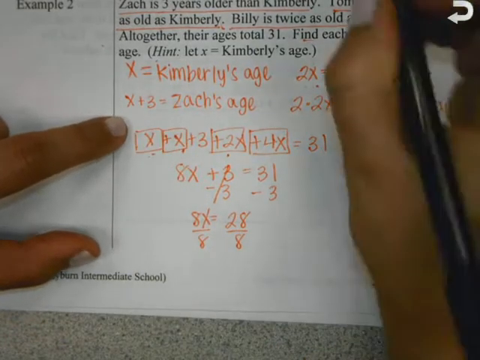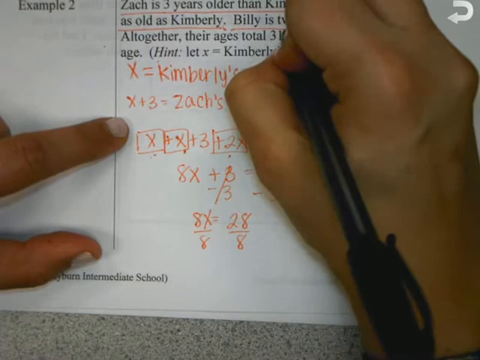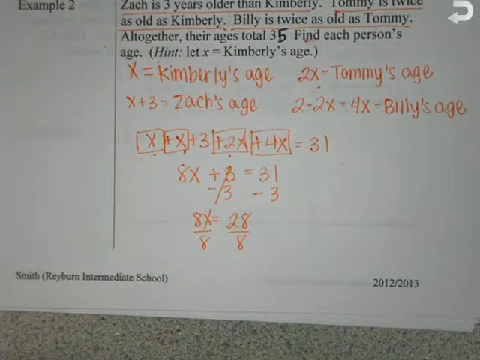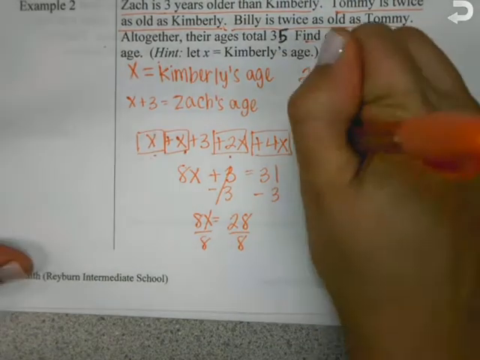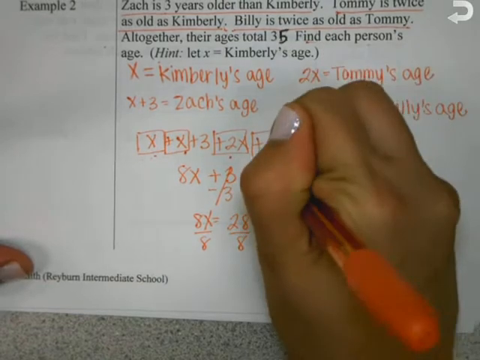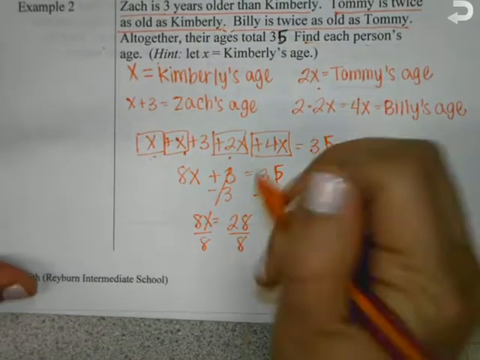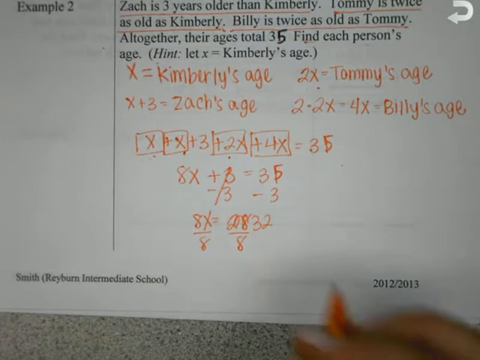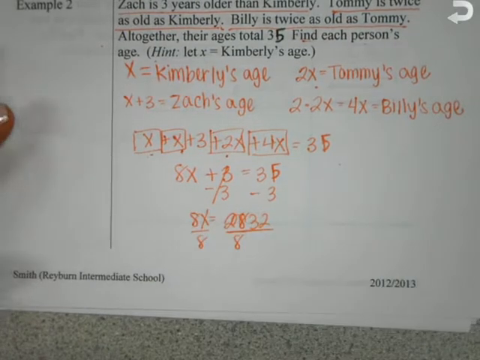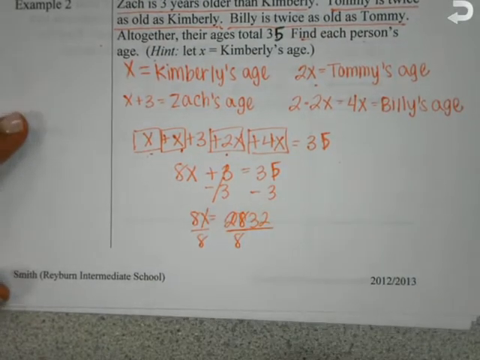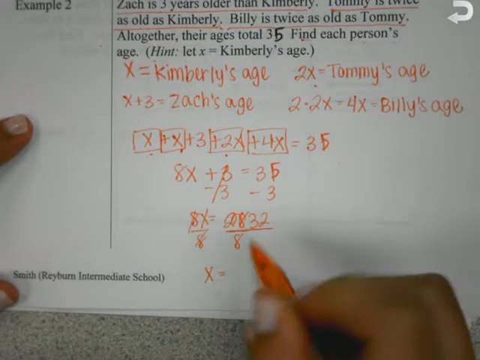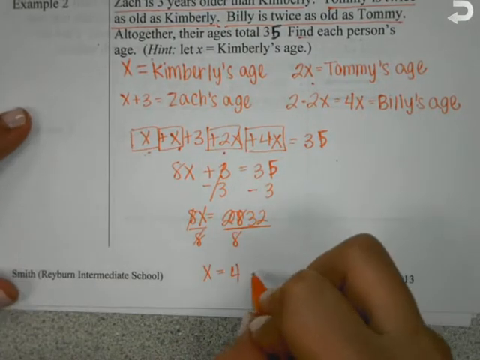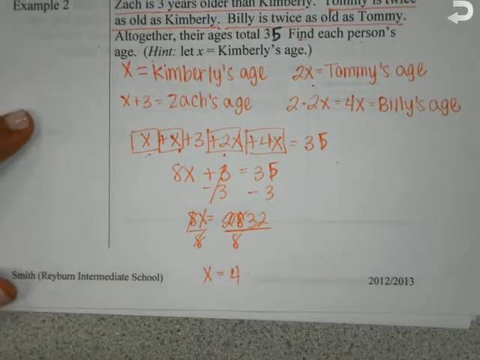Okay, let me see. There we go. So then that equals 35. After I subtract 3, it gives me 32. Now we divide evenly. So x equals what? 4. So now x equals 4. If we're talking about age, this is 4 years. But we're not done. Okay, Kimberly is 4 years old.